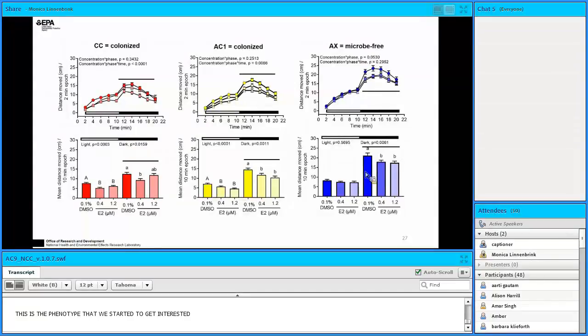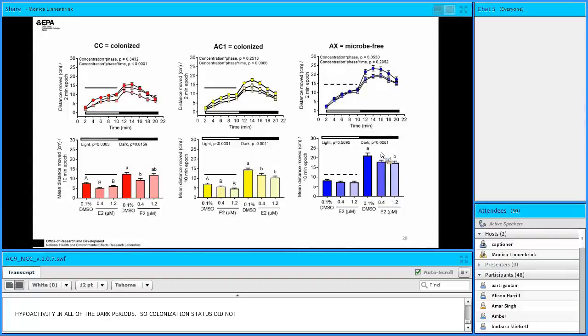So Tara looked at behavior in the 3-cohort system, and this is a really busy figure, so I'm going to walk you through it. On the top is that behavior data in the 20-minute testing period, shown every 2-minute period. And what you can notice is that in the case of the colonized cohorts and the axenic cohort, treatment with estradiol caused hypoactivity in all of the dark periods. So colonization status did not seem to do anything here. But when you look at the light period, it was pretty interesting. And this has been replicated. So this is a reproducible finding in a completely different study.